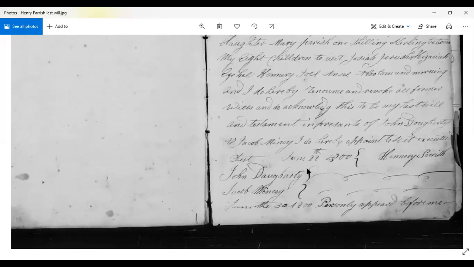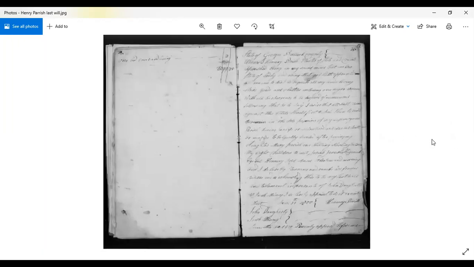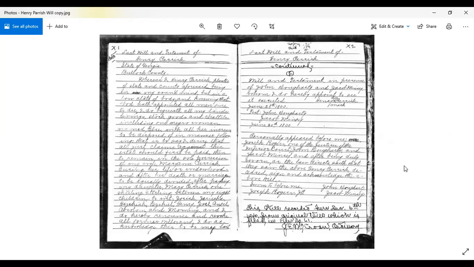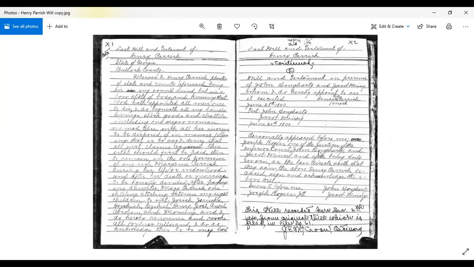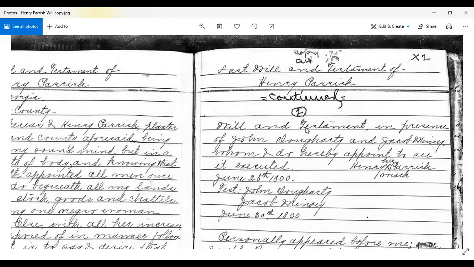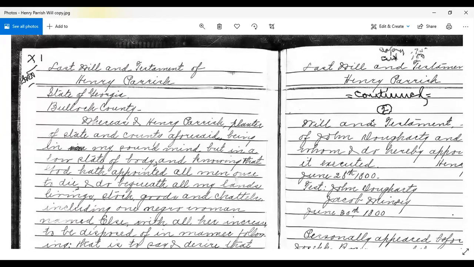It tells you it's June 28, 1800, Henry Parish, and you have to look hard, but you can see the little X between his name right there. But when I first came across this, this was the copy I found. And if you notice, this looks quite different. It almost looks like it's on notebook paper, where most of these are not on lined paper. And it has X1 and X2. And it's also labeled at the top, which is a bit unusual.